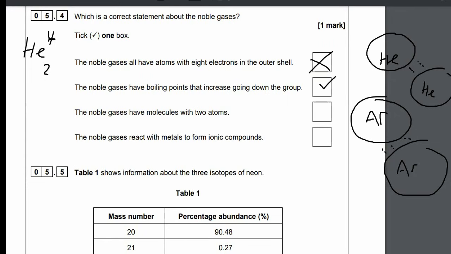Now, the noble gases have molecules with 2 atoms. No, they don't. They're monatomic. So that is wrong. Only the halogens are diatomic. Of course, some of the others like oxygen and nitrogen are, and hydrogen.